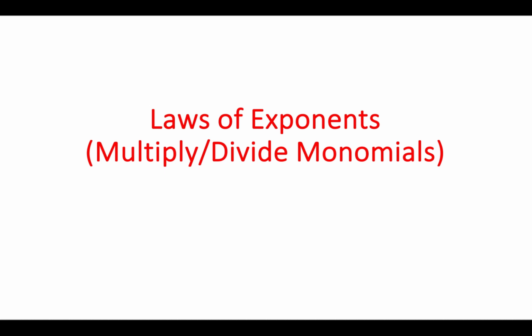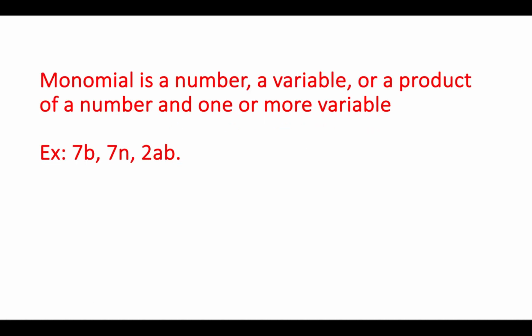Let's start with laws of exponents. Multiply and divide monomials. So a monomial is a number, a variable, or a product of a number and one or more variables. For example, 7b, this one is a product of a number and a variable, 7n, and 2ab. The ab part is going to be the variable.